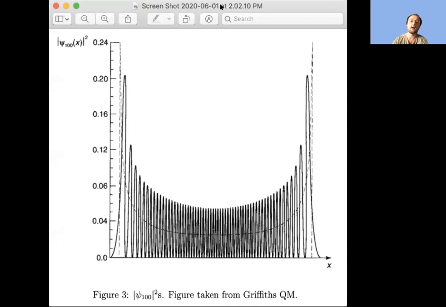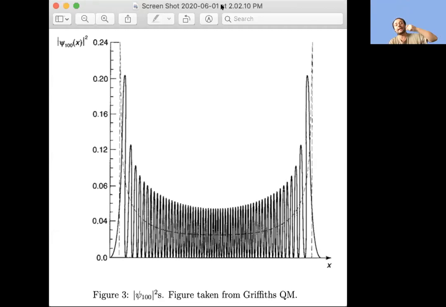So this is the 100th wave function squared. So this is what the probability density in the 100th mode looks like. It's a fairly highly excited thing. And you can see that there are wiggles, but then there is an overall shape. And if we look at higher and higher excited states, we will see again something that we already saw with the particle in the box. The number of wiggles increases.